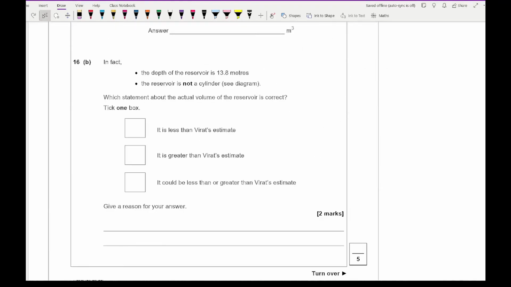Now for question 16b, it says in fact that the depth of the reservoir is 13.8 meters and the reservoir is not a cylinder, see the diagram. Which statement about the actual volume of the reservoir is correct?